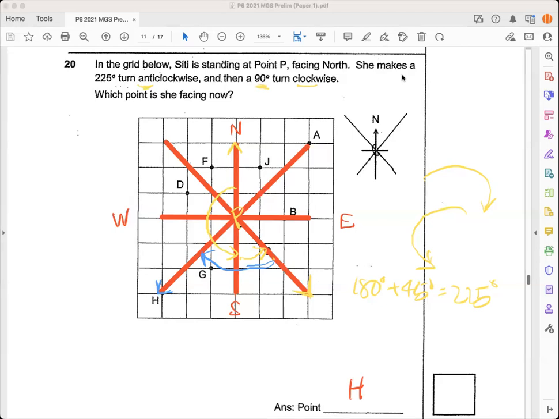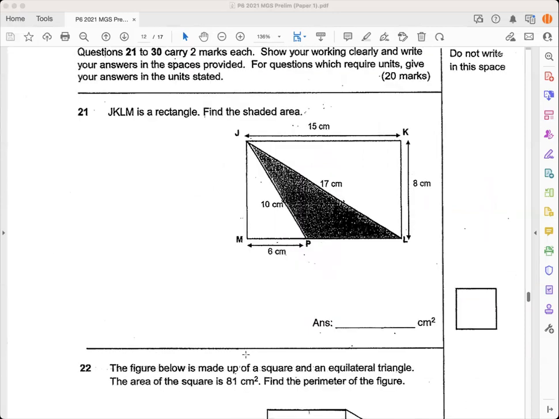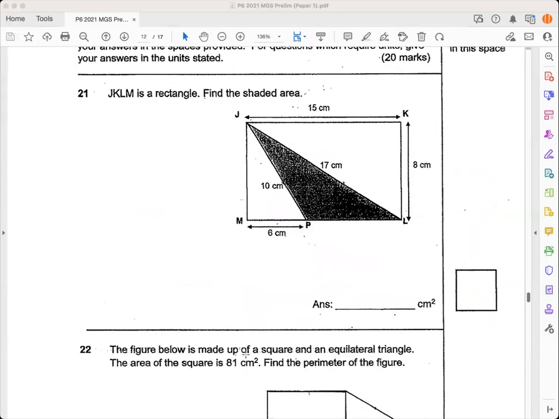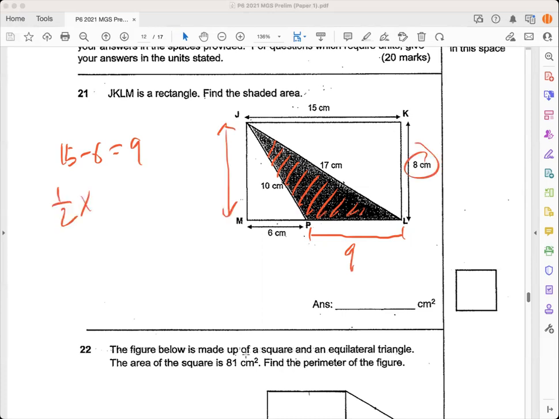Question number 21. JKLM is a rectangle. Find the shaded area. So we need to know the area of this shaded triangle. The base is 15 minus 6. That's 9. So the base is 9. The height is this, which is equal to 8. So half times base times height, you will get 36. Let's continue with the next question.